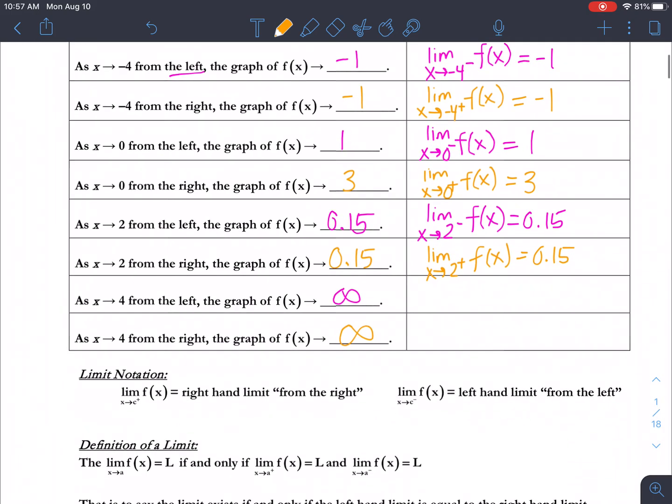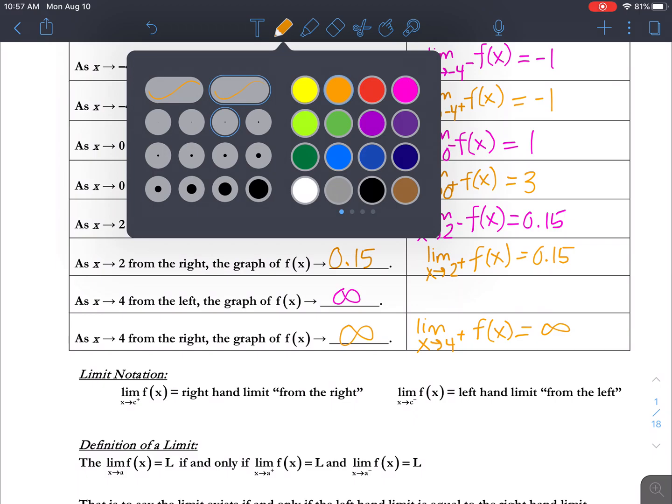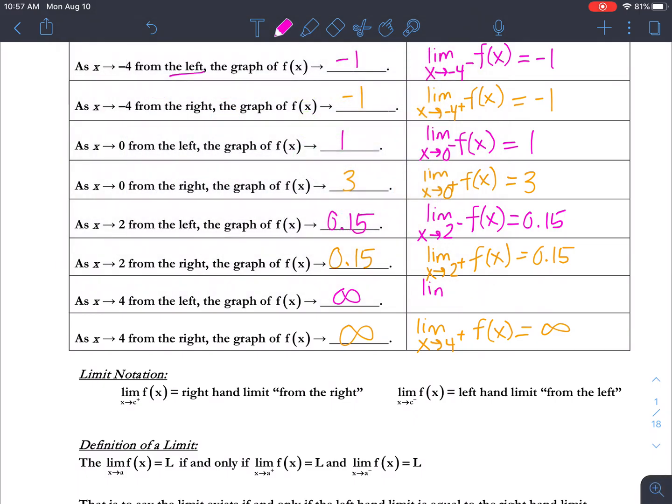So let's jot these down here, guys. The limit as x approaches 4 from the right of f of x is infinity. I'll switch colors here. The limit as x approaches 4 from the left is also infinity. Okay, so take a second. Remember, the beauty of a video is you can pause whenever you need to, so feel free to pause if you need to continue writing.